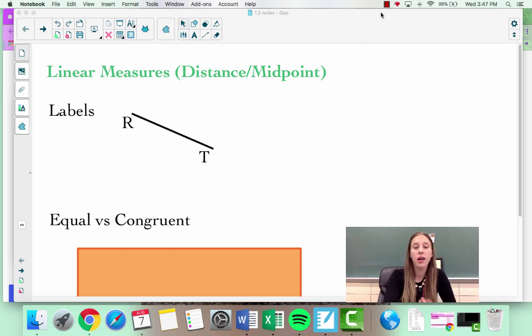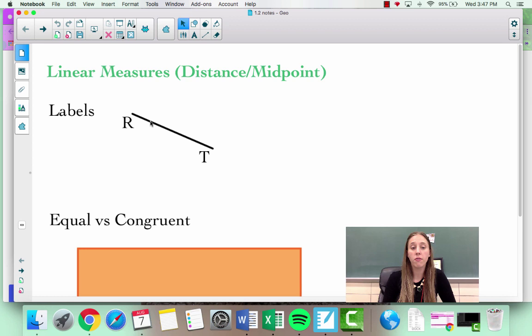So the first thing is making sure you're labeling things correctly, especially when you're talking about measurements. So in this picture, I've got the segment RT. If I'm actually talking about the segment itself, whether it's about its location or its size and shape, then when we label this or when we name it, we would use those symbols we talked about in the last section. So the segment symbol and then the two capital letters, R and T.